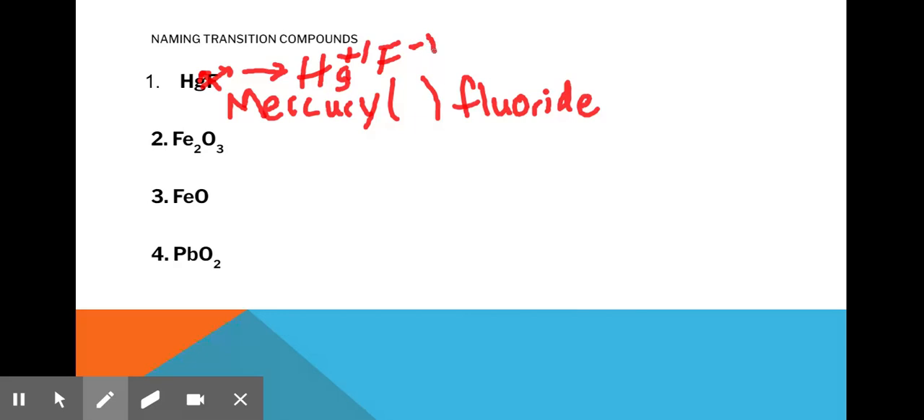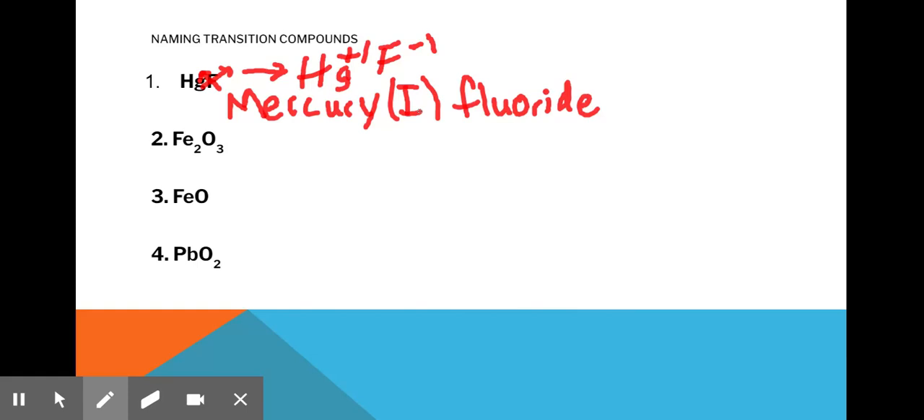And check your periodic table. You find that fluorine is in group 17, and that means that it has a charge of -1, so that charge is correct. So we're going to put a Roman numeral 1 in parentheses next to mercury. And there we go. That's done. Mercury 1 fluoride.